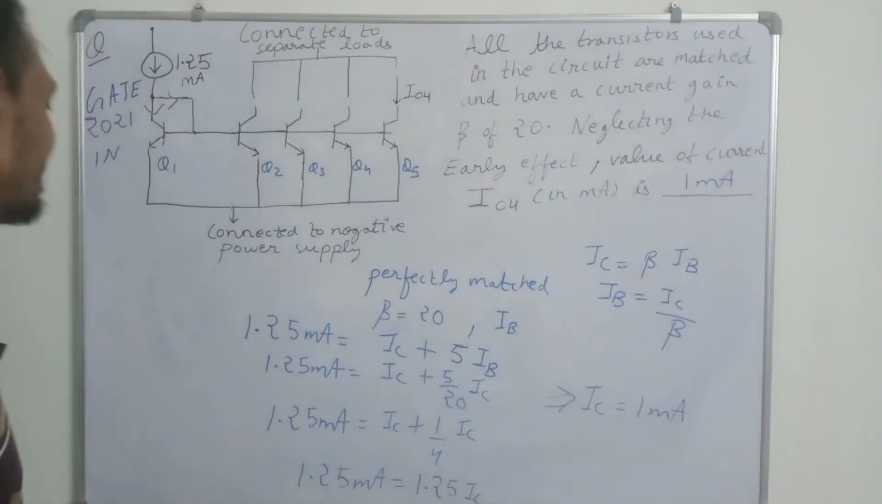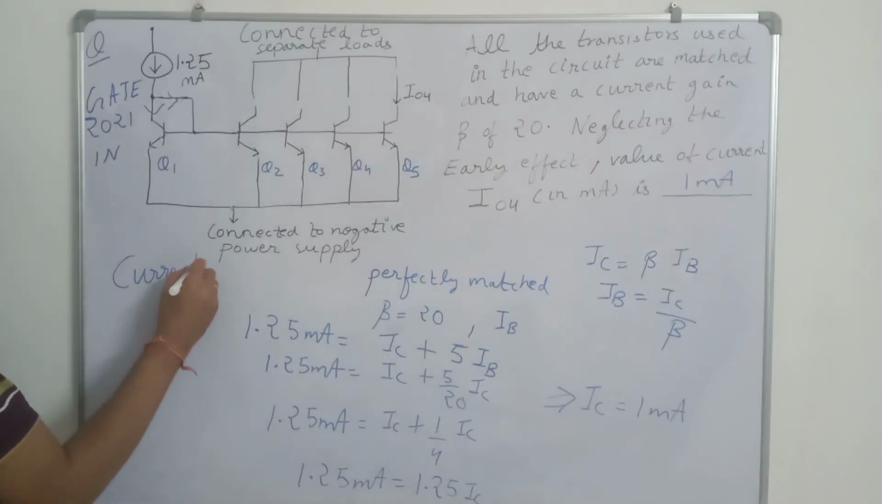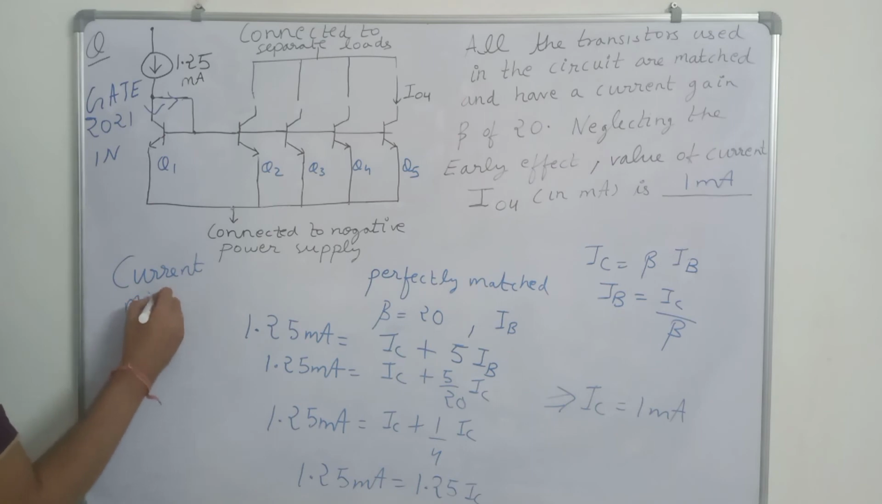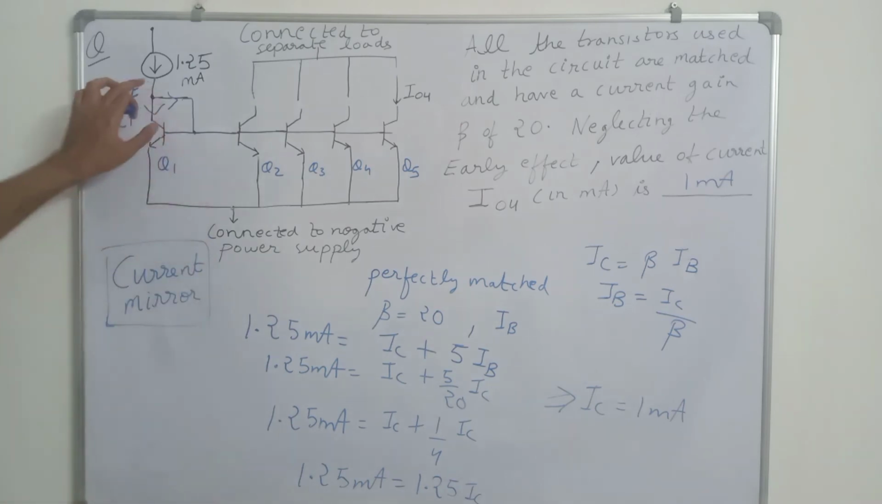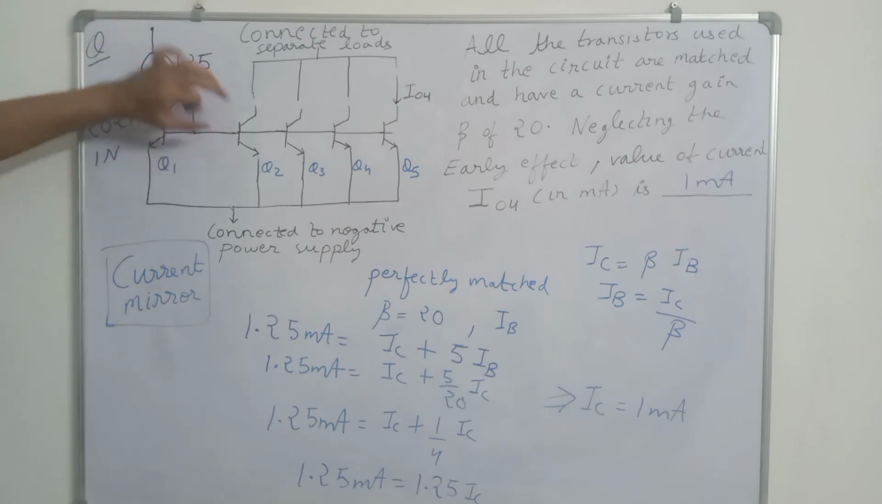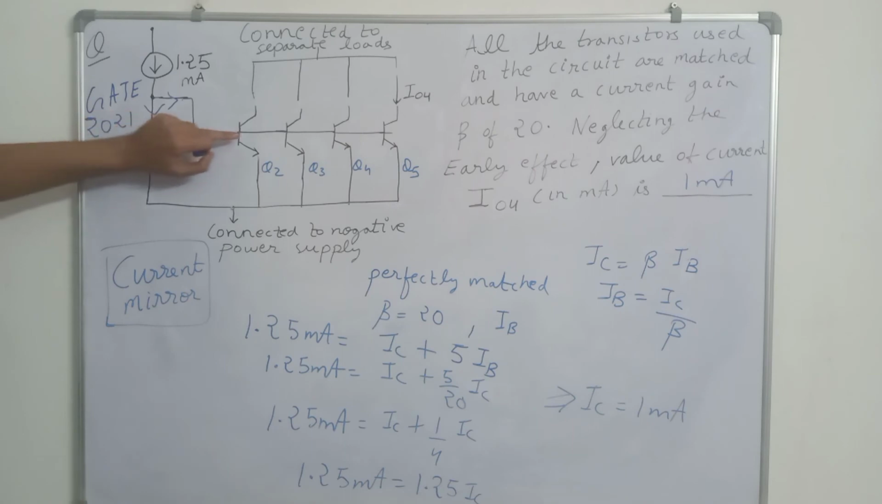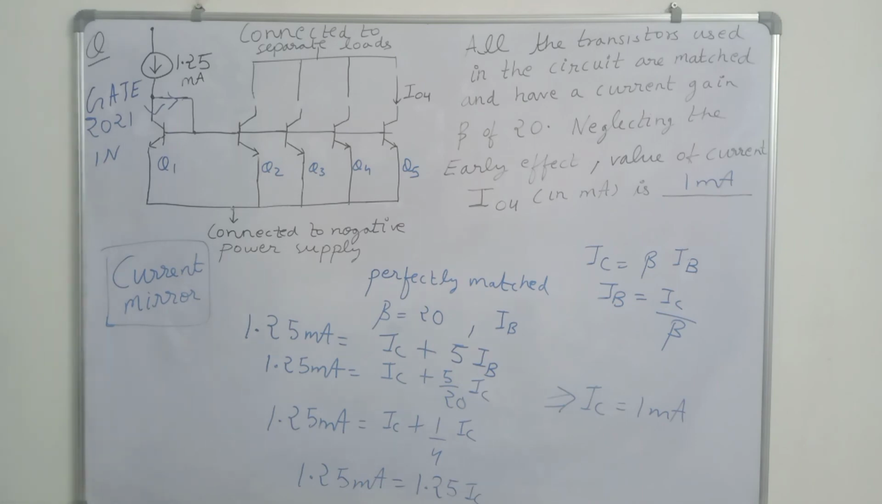So this was a very special case of current mirror in which beta is not infinite. Beta is finite only, so base current will exist. This current 1.25 milliampere is getting divided into the collector current of transistor Q1 and 5 base currents, which are the base currents of Q1, Q2, Q3, Q4 and Q5. So we write 1.25 milliampere equal to IC plus 5 IB, and then we can just solve the question.